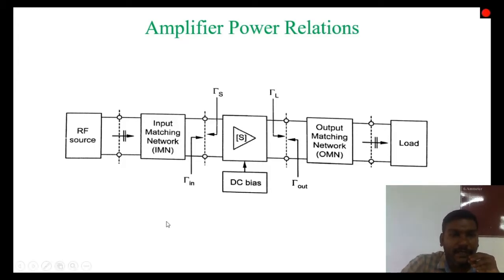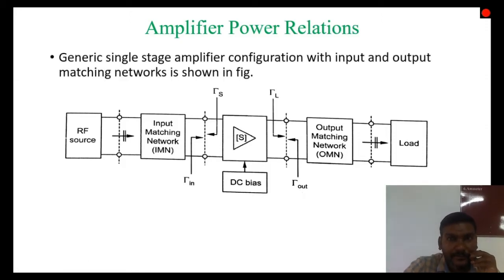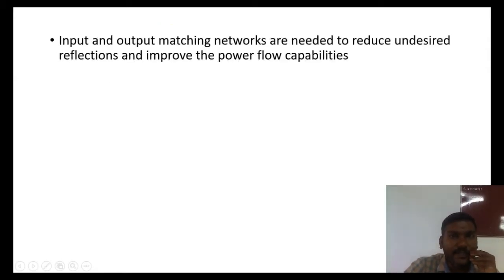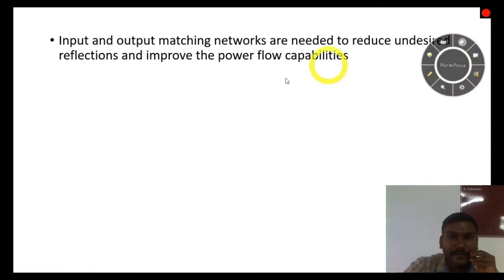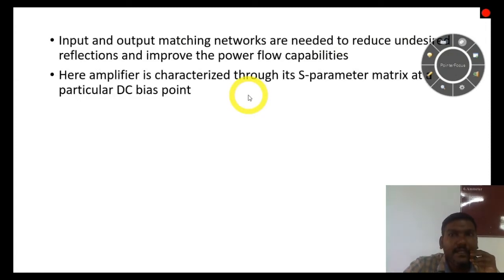Gamma in is the input reflection coefficient, gamma S is the source reflection coefficient, gamma L is the load reflection coefficient, and gamma out is the output reflection coefficient. This is the simple generic structure, a general amplifier diagram. Input and output matching networks are needed to reduce undesired reflections and improve power flow. Here the amplifier is characterized by its S matrix, and we have a DC bias also.